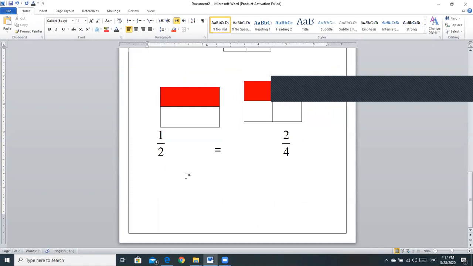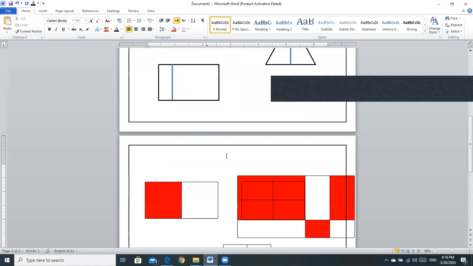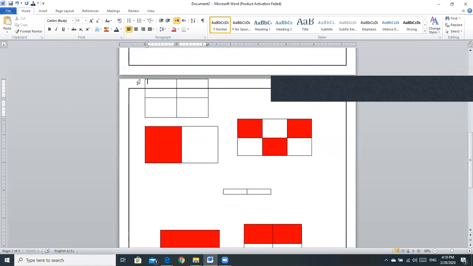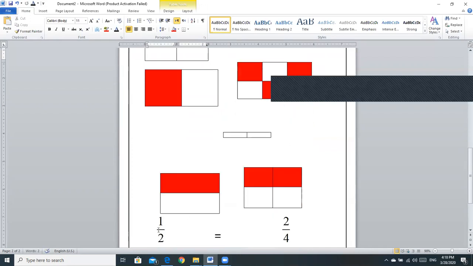Okay, if I say half and 3 over 6, is it equal? Yes, they are equal. Why are they equal? Because if I take 3 and leave 3, it's half. When I take 3 and leave 3, this is called half. So half is equal to 3 over 6, is equal to 2 over 4, is equal to 5 over 10.